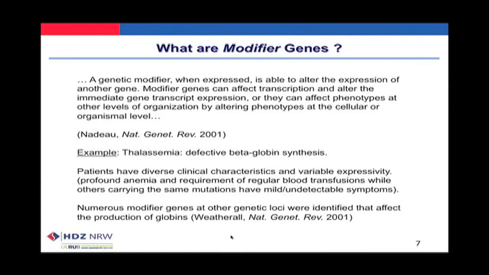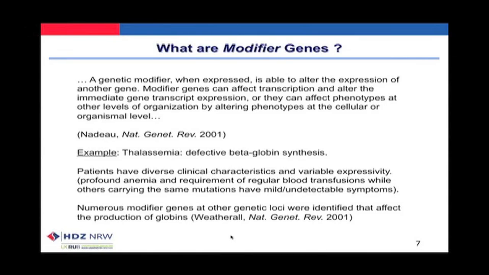So let me first define what we mean when we talk about modifier genes and later biomarkers. A genetic modifier, when expressed, is able to alter the expression of another gene, for instance. Modifier genes can affect transcription, or they can affect phenotypes at other levels of organization by altering phenotypes at the cellular or organismal level. This is a definition from Nadeau in 2001 in a review in Nature Genetics.